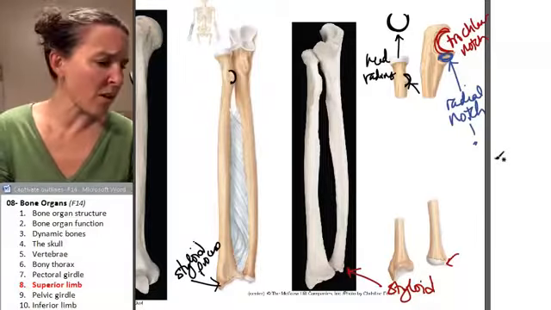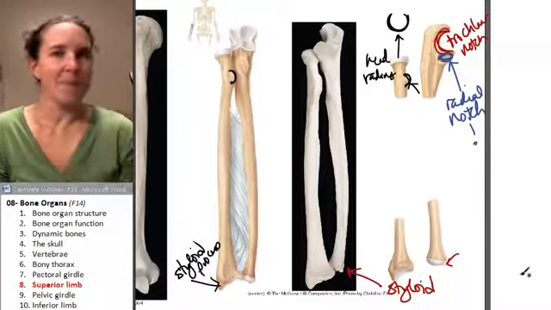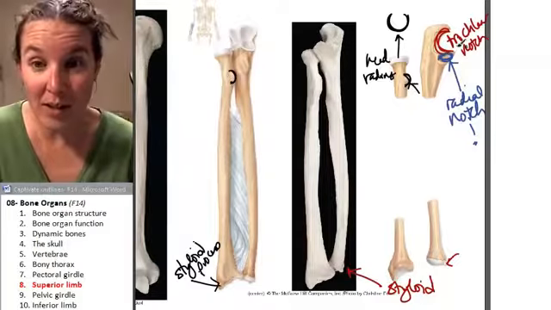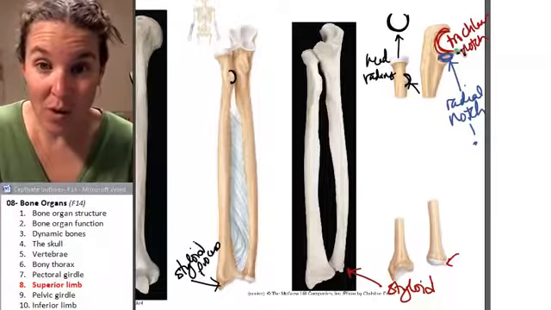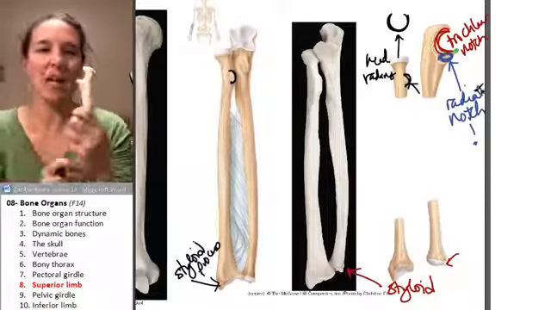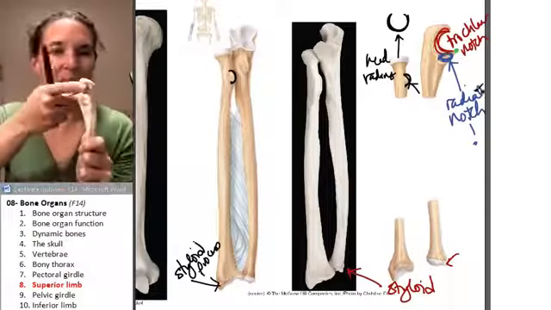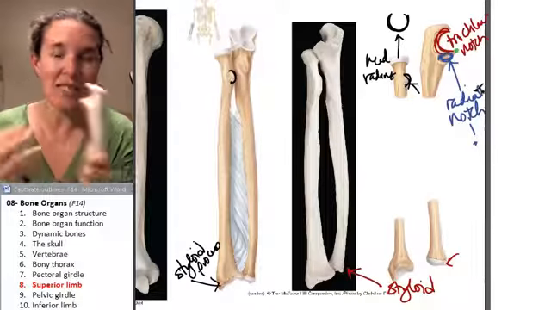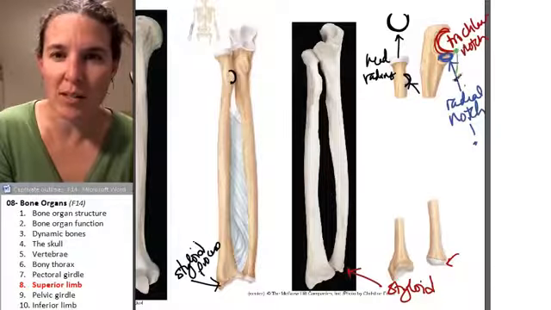What else do we have to know on our ulna? You got to know the coronoid process. The coronoid process is the tip of the trochlear notch. Here's my trochlear notch. The very tip right there is my coronoid process.